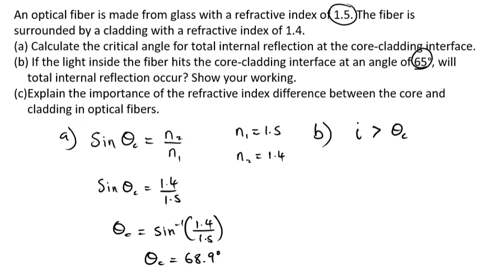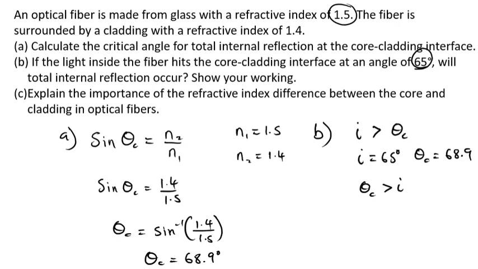But in this case, we can see that our I is 65 degrees. Our critical angle is 68.9, what we've just calculated. So the critical angle is greater than the angle of incidence. Because of this, total internal reflection will not occur.